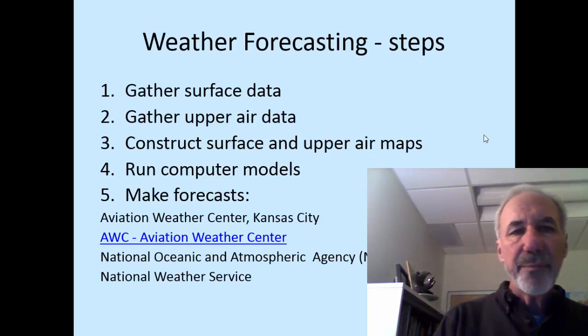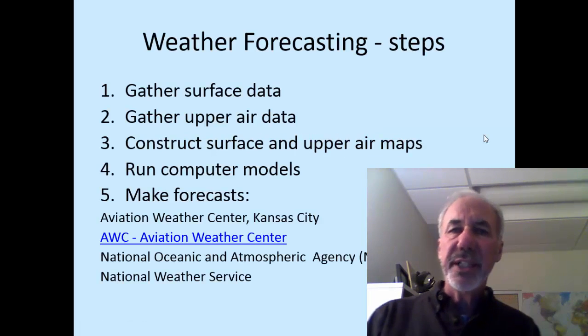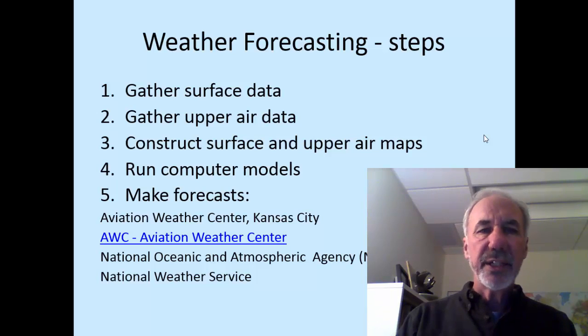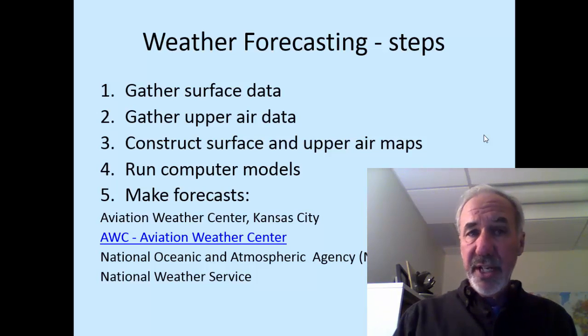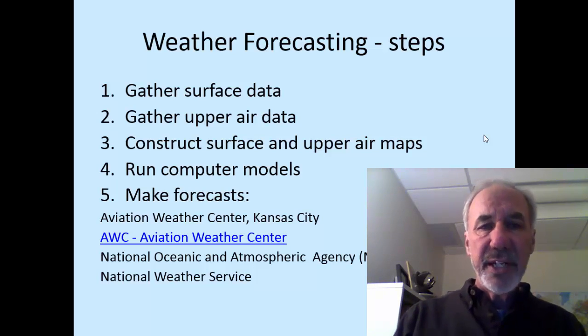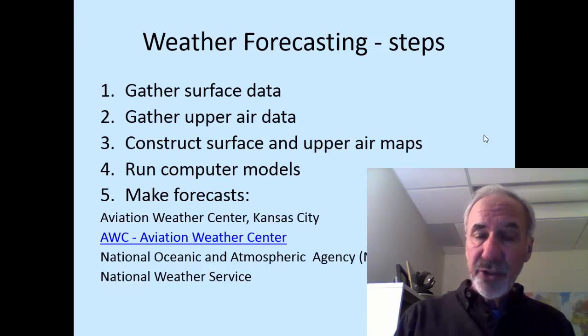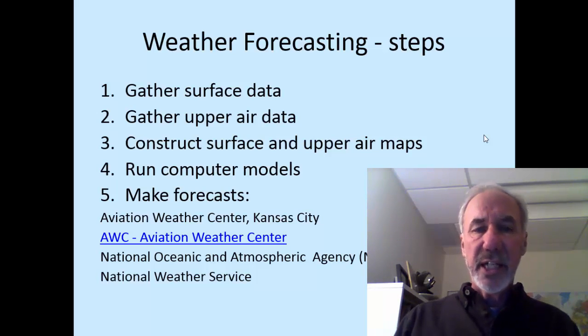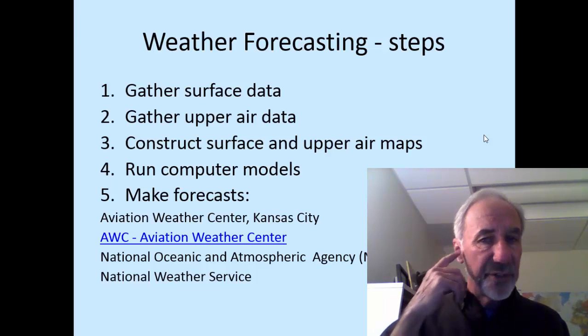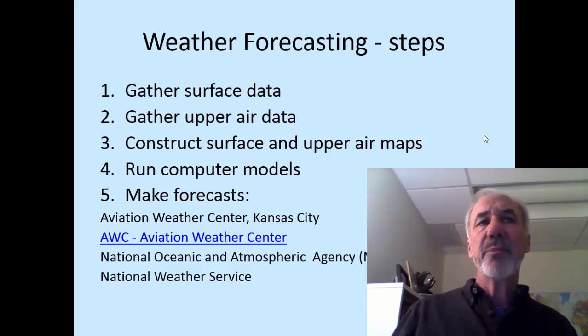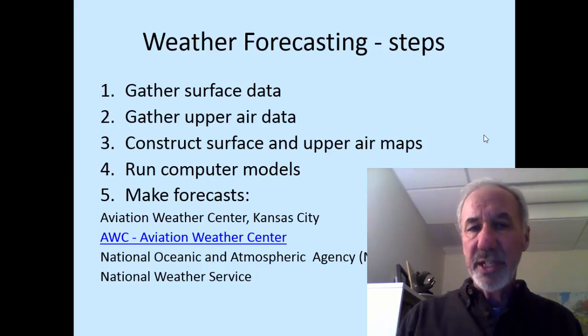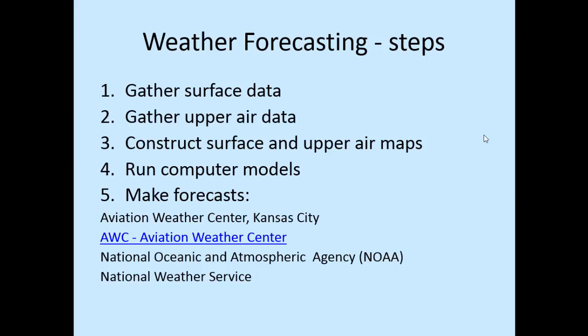All right, just some basic steps in what we do here in the United States for weather forecasting. We need to gather surface data. This is largely collected by the National Weather Service. We gather upper air data, that also collected by the National Weather Service. Then we construct our surface and upper air maps. We'll take a look at a couple of these toward the end of this chapter. We then run computer models, and there are several that we run in the United States. We'll take a look at the global forecast system model here at the end of the chapter.